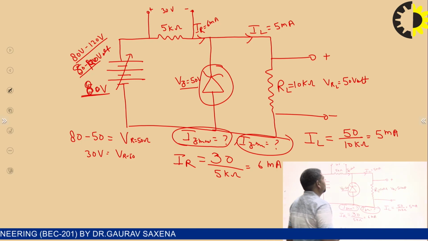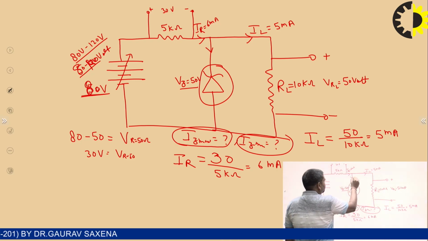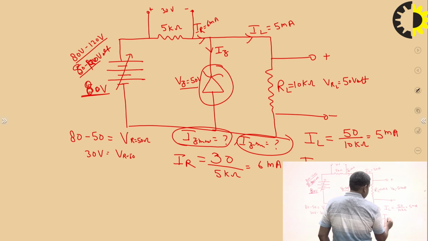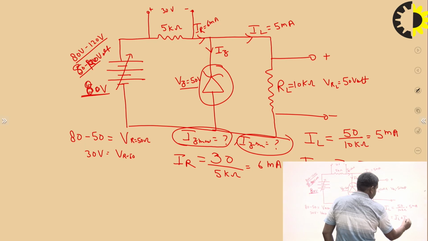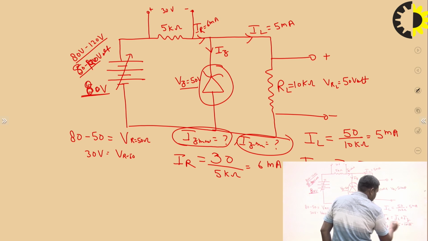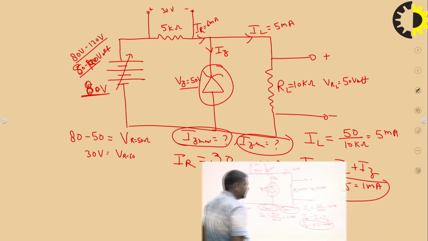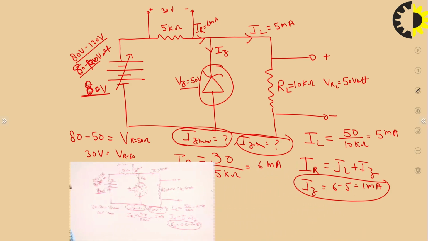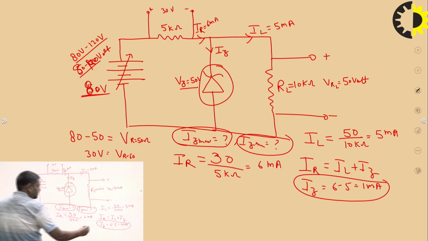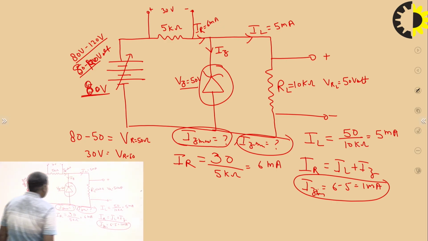So how much current is flowing in that particular region? IR is equal to IL plus IZ. So Iz is equal to 6 minus 5, which is 1 milliampere. So Iz is equal to 1 milliampere. Okay? So this Zener current minimum is 1 milliampere.